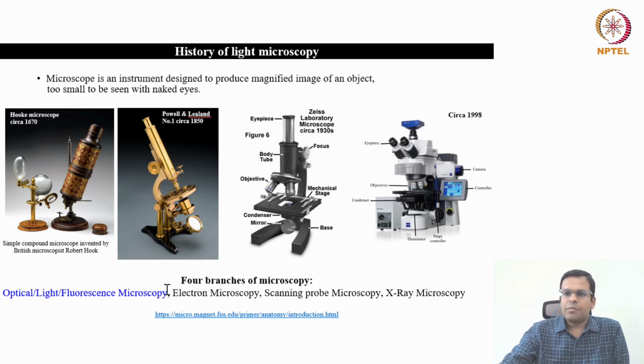There are four branches of microscopy, known as optical microscopy or light microscopy or fluorescence microscopy. The first branch is the main focus of this course. But there are several other types of microscopy also, which are known as electron microscopy, scanning probe microscopy, and X-ray microscopy. In this course, we are not going to talk about electron microscopy, scanning probe microscopy, and X-ray microscopy. We will be only talking about fluorescence microscopy and light microscopy.